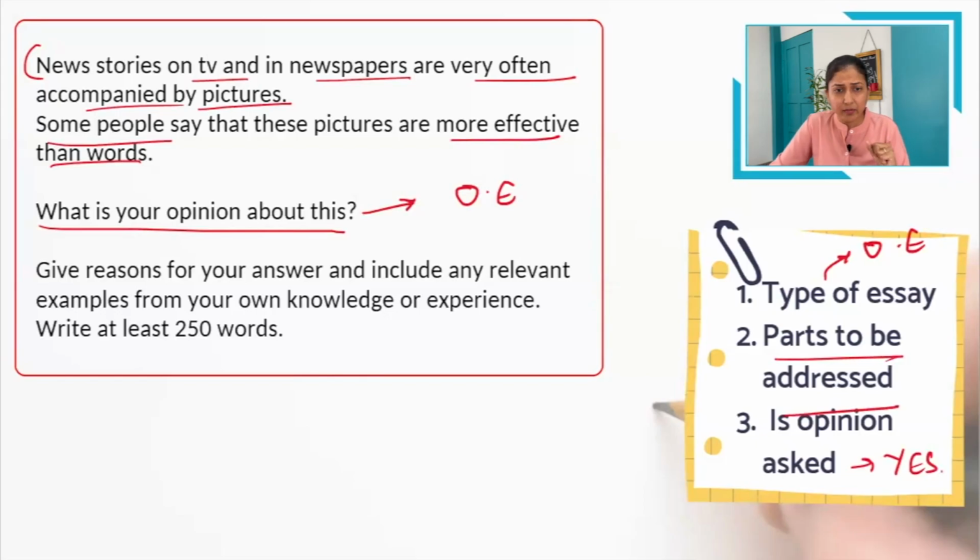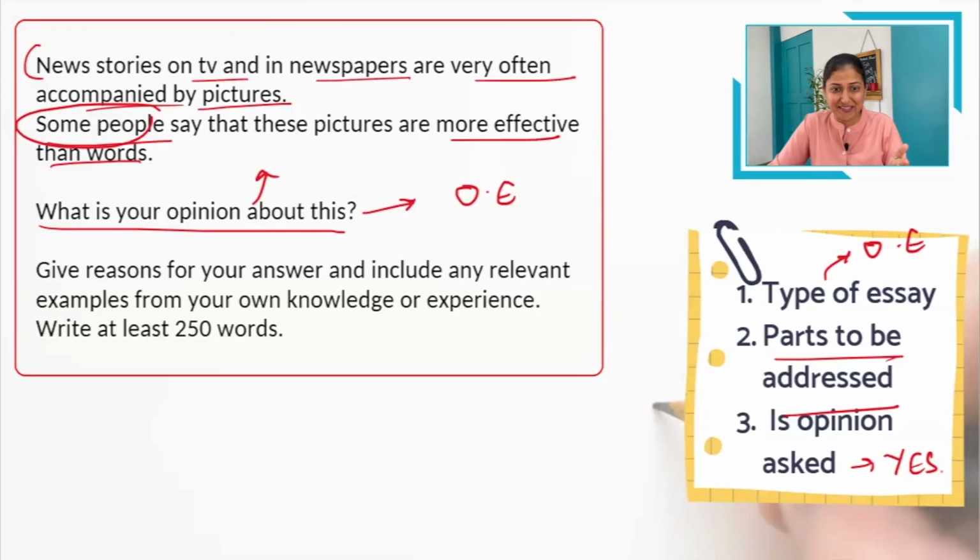So, let's identify the parts. It says, what is your opinion about it? So, you can simply say, well, I think yes, this is true, or you can say, no, I don't think that's true. I disagree with this set of people. Some people say that these pictures are more effective than words. No, I think words are more important. Or you can say, well, yes, these pictures are very important because they give more meaning to words. Words are blank, they don't give the entire meaning. They don't give a clear understanding or picturization of what has happened.